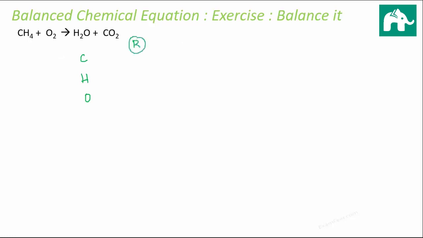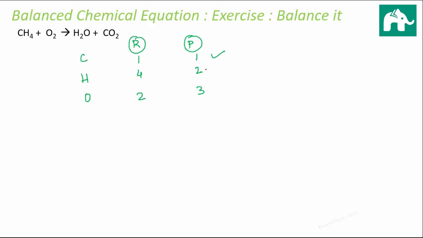So let's look at the count on reactant and product side. Carbon 1 on the reactant side, 1 on the product side. Hydrogen 4 on the reactant side and 2 on the product side. Oxygen 2 on the reactant side and 3 on the product side. 1 plus 2, 3. Right? So carbon is anyways balanced. Now the next comes hydrogen.